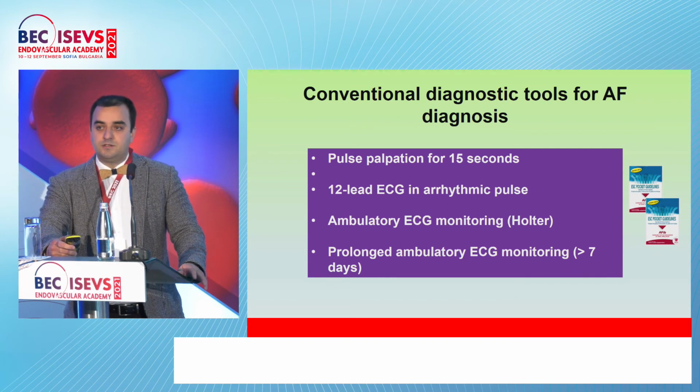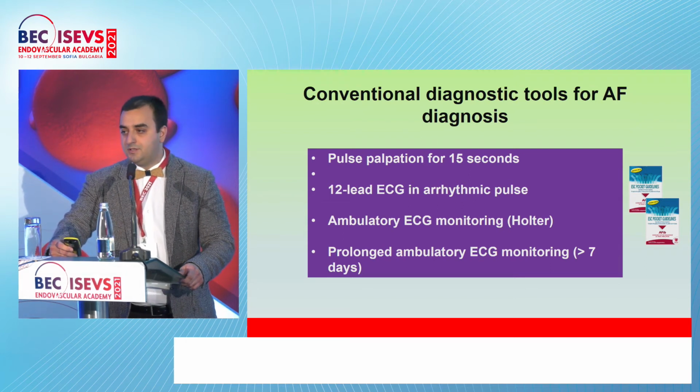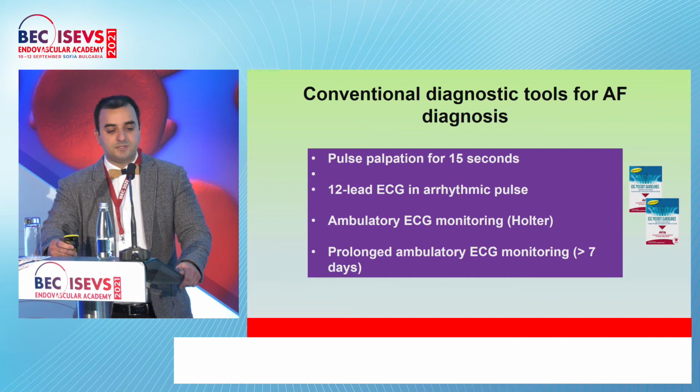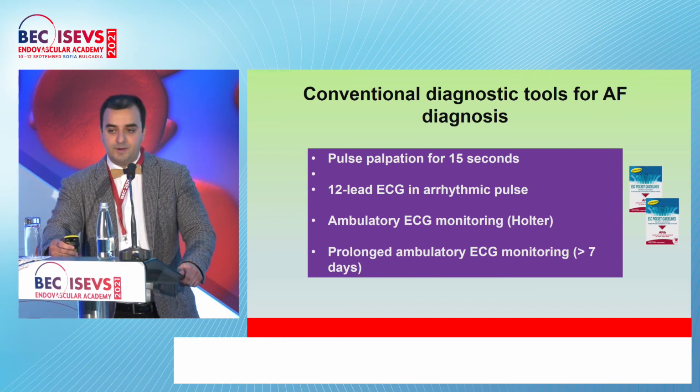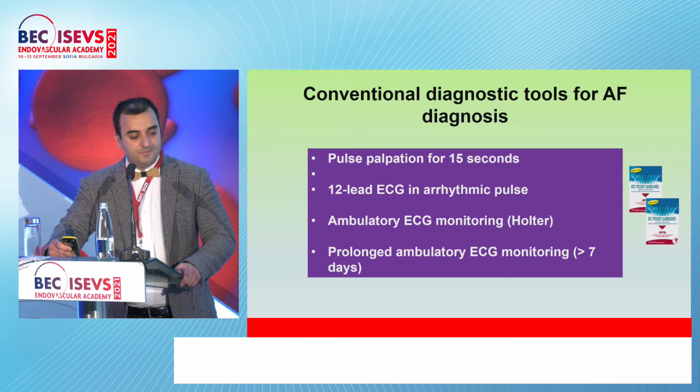We have several tools to detect the atrial fibrillation, and according to the recent 2020 guidelines of the European Society of Cardiology, we have several steps to detect atrial fibrillation. We can use this rule of 15 seconds palpation of the pulse for our patient. They can do this at home or during our office visit. Or the second step is to have a 12-lead ECG when they feel arrhythmia.